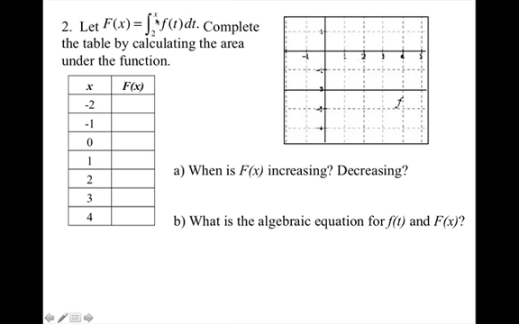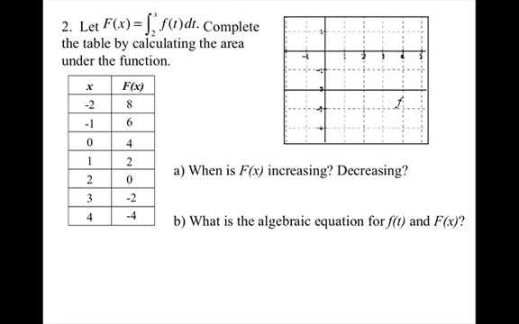From 2 to -2, you should have gotten an area of 8. From 2 to -1, you should have gotten an area of 6. From 2 to 0, you should have gotten an area of 4. From 2 to 1, an area of 2. From 2 to 2, you should have gotten 0. From 2 to 3, you should have gotten negative 2. And from 2 to 4, negative 4.